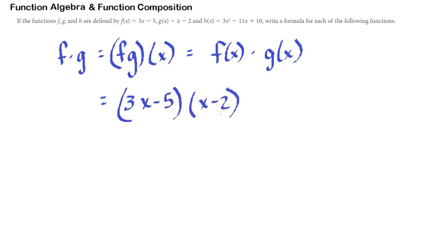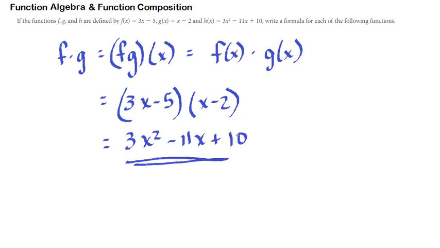So what you're going to need to do is multiply this out, get our 3x squared, minus 6x minus 5 is minus 11x, negative 5 times a minus 2 is add 10. So there's my answer for that.